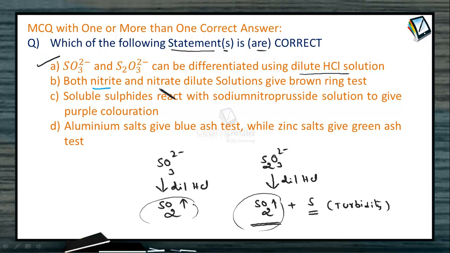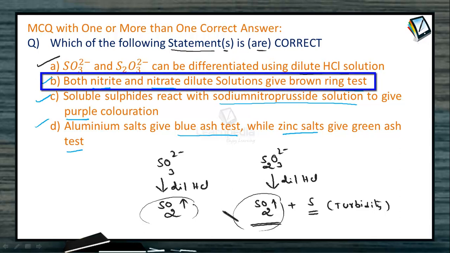Both nitrite and nitrate dilute solutions give the brown ring test. This is also correct. And soluble sulfides react with sodium nitroprusside solution to give purple coloration. This is also right. Aluminum salts give the blue ash test while zinc salts give the green ash test. Even this is one of the confirmatory tests for aluminum and zinc respectively, therefore correct. So the answers are A, B, C, D. We have discussed in detail the answer for A. Then what about B? Both nitrite and nitrate dilute solutions give the brown ring test.